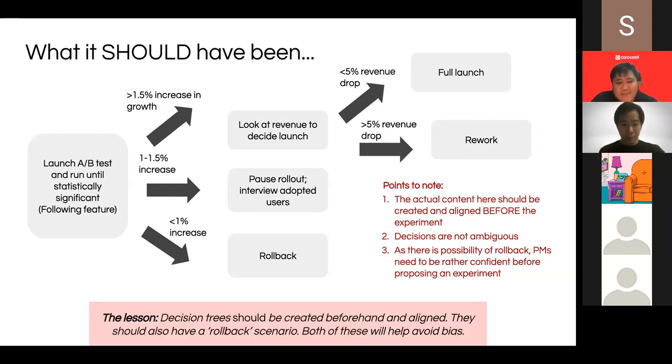So overall, lesson number one: decision trees should be created beforehand, and you should align with all the relevant stakeholders. Sounds simple, but it should have a rollback scenario. Adding both of these things together will really help you avoid bias and make better decisions in the process.